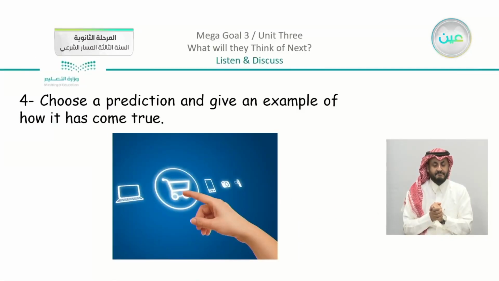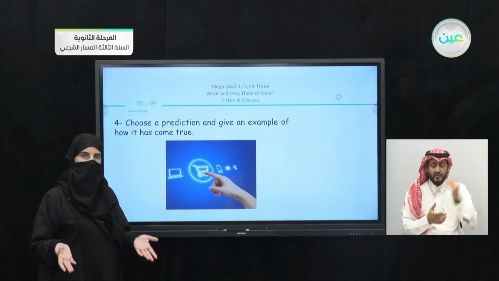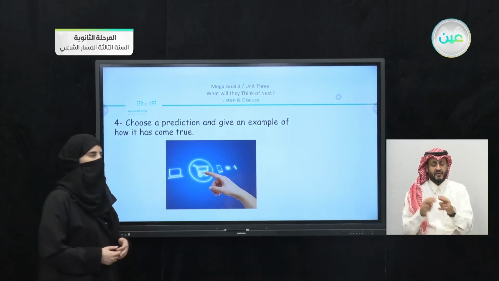The fourth question after that: choose a prediction and give an example of how it has become true. So there are predictions that were made in the past for things that actually happened. You can just choose an example and discuss it with your class.